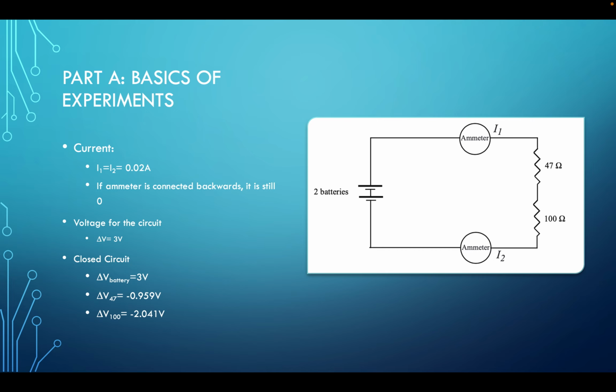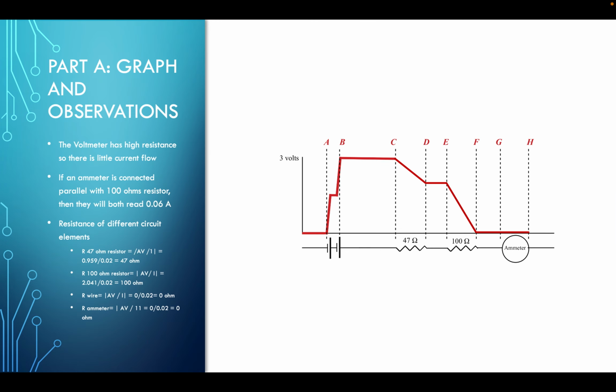0.959 volts, and the resistor of 100 ohms is equal to negative 2.041, which sums to negative 3. So the 3 volts from the batteries cancels out with the resistors.